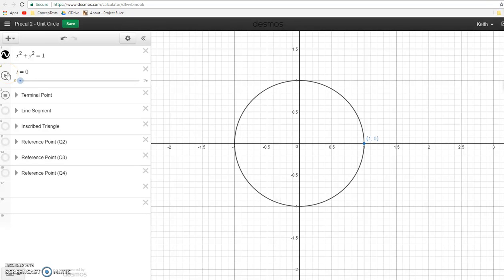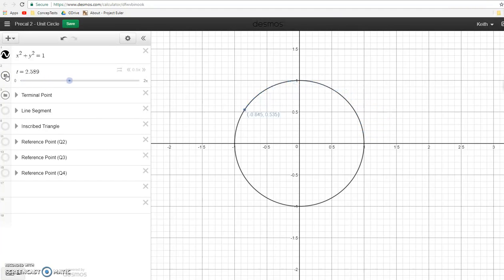Now then, since the circle has a radius 1, that means it's of circumference 2 pi, right? 2 pi r is the circumference of a circle. So if I go around exactly 2 pi, I'm going to end up exactly where I started. If I go exactly 2 pi, that's the decimal approximation, I'm going to end up at 1, 0 again. And of course, I can go around again.